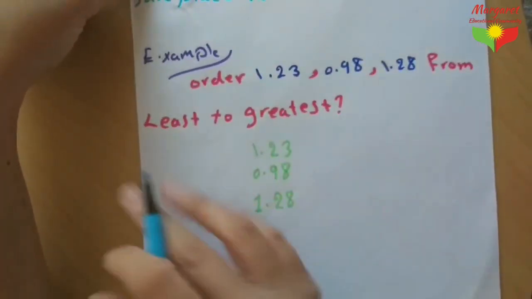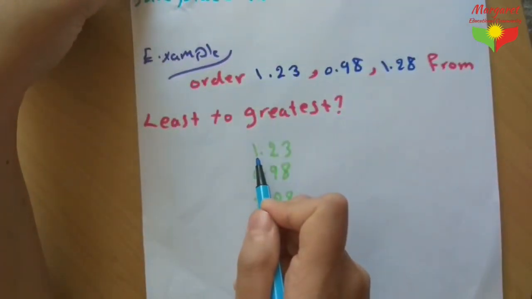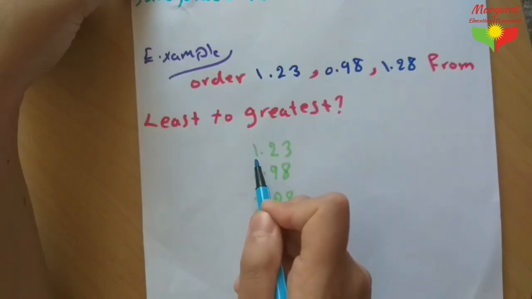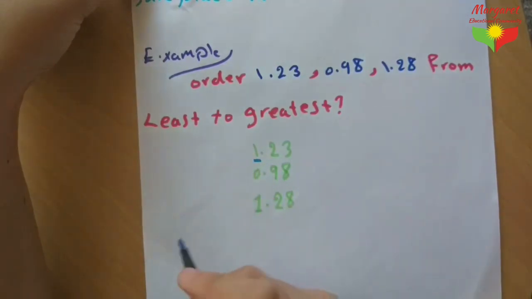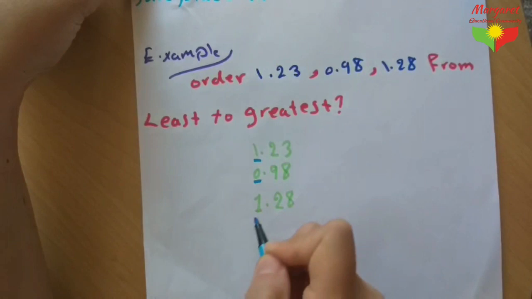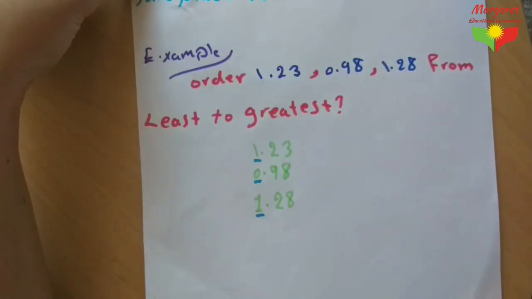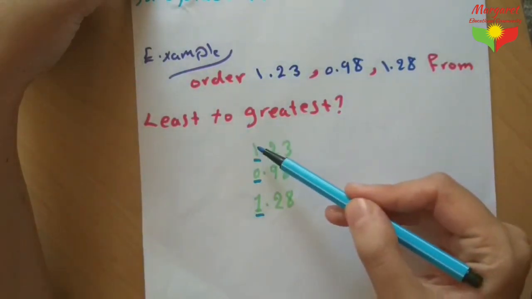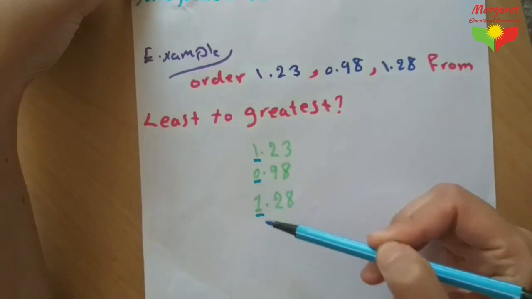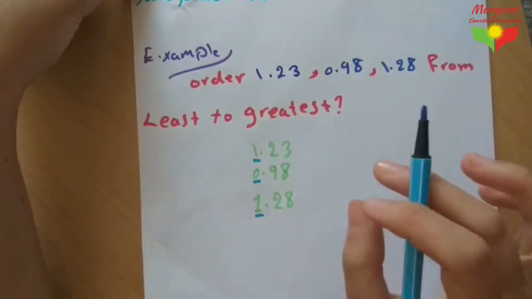Now from left hand side, the first number before the decimal point we have 1. And from here we have 0, and from here we have 1. Now, from the 3 numbers 1, 0, 1, which number is the least number?